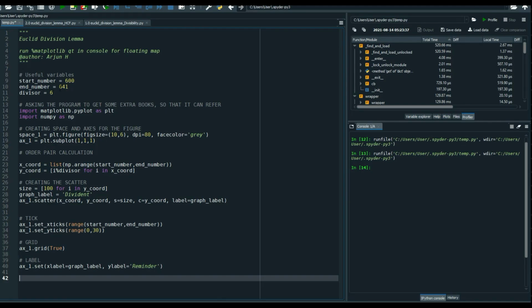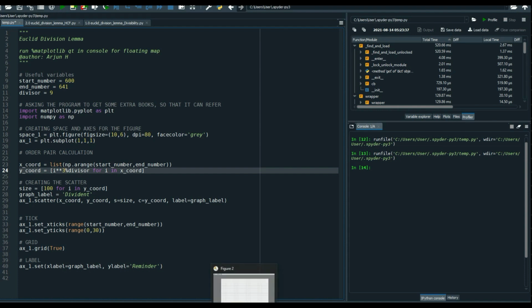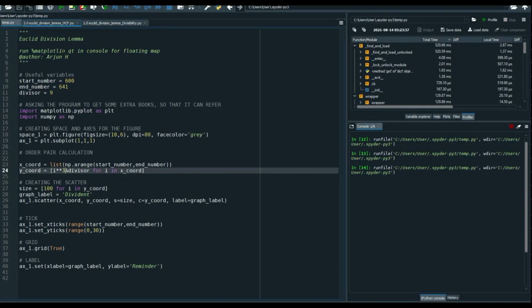So we have the divisor as 9 in this case. Okay, and then we are cubing it. So here I'll cube it, right? This is how you show that we need to cube the given set of numbers, and then I'll show the pattern of remainders. So just a minute. Okay, so let's see that.